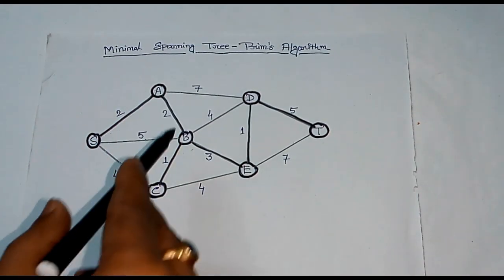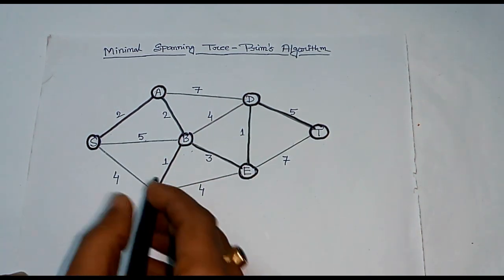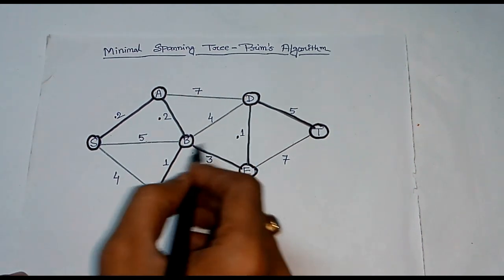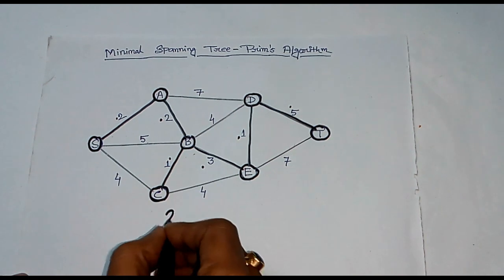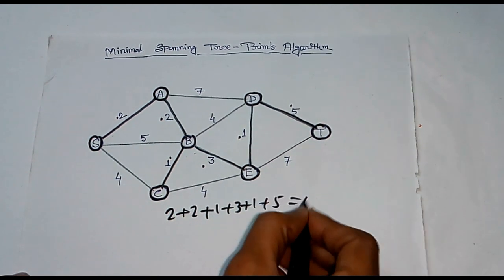So this is the minimal spanning tree by Prim's algorithm. And what is the length of this spanning tree? The length of this spanning tree is 2 plus 2 plus 3 plus 1 plus 1 plus 5. That is equal to 2 plus 2 plus 1 plus 3 plus 1 plus 5. That is equal to 14 units.